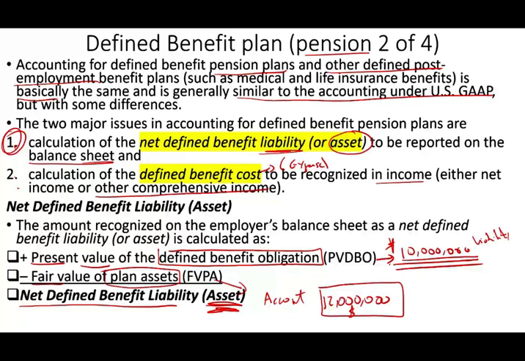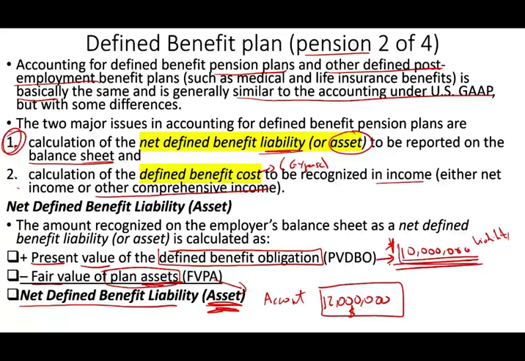It's the difference between what you are responsible to pay and how much money you put away. If you put more than what you are responsible for, it doesn't only have to be money, it's the fair value of the plan assets. I say money because it's easy for you to understand. 12 million could be stocks, bonds, real estate, anything. It's assets, and the value could go up and down.